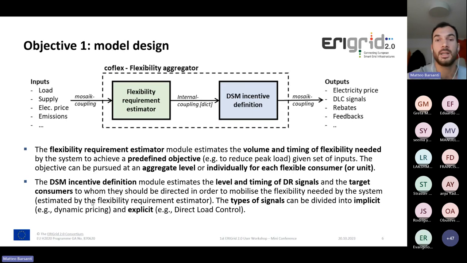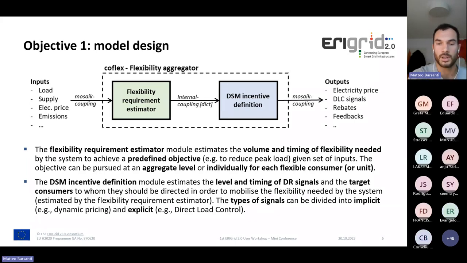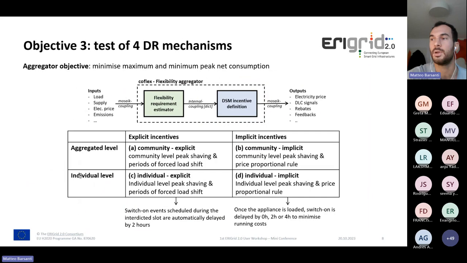Okay, yeah, thanks for the question. So actually it can be applied at any level. It depends on how the inputs are provided. The flexibility can be aggregated at the level of individual households, or at the level of an energy community, or at a district level. This is completely flexible. In our case, we were considering individual level and aggregated level. The individual level is the level of one individual household, while aggregated level is a group of households. But then we can also aggregate between different groups of consumers, that can be industrial, residential, commercial.